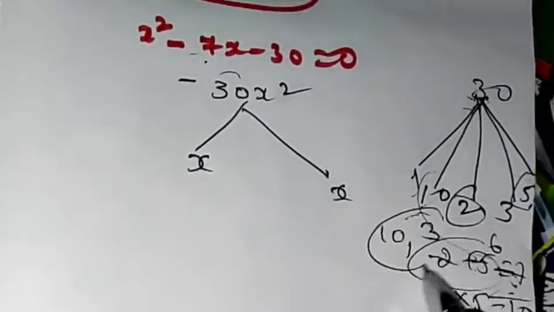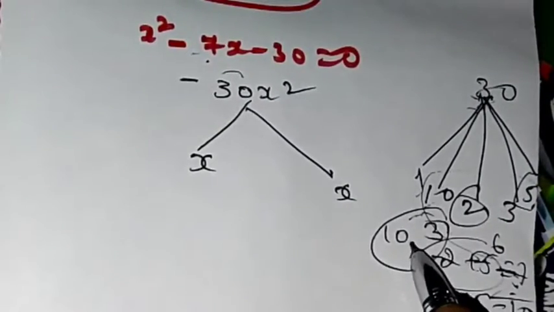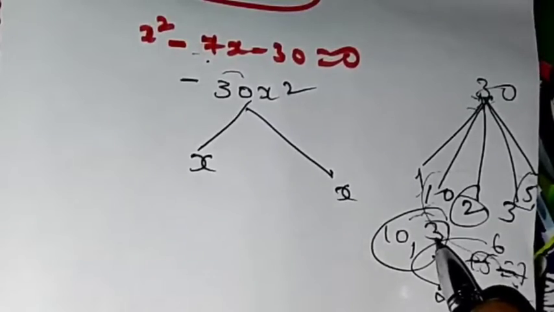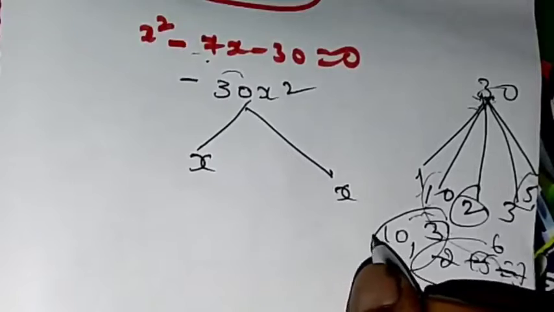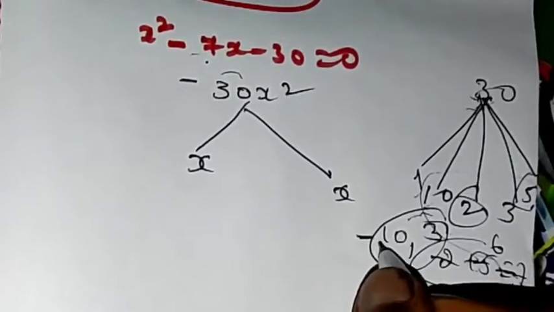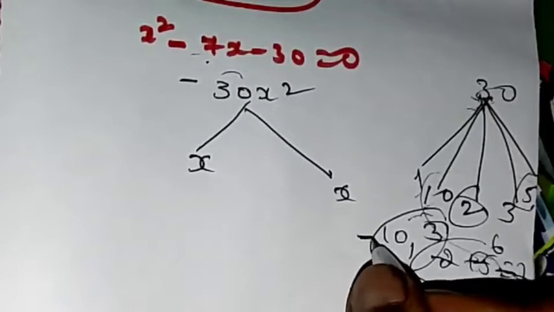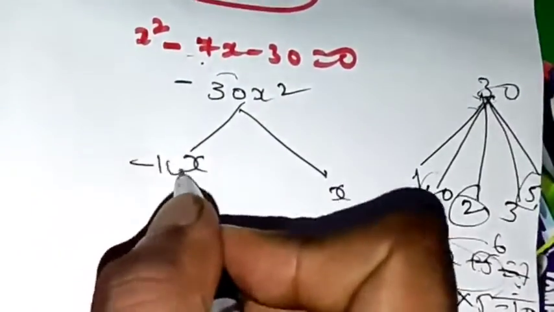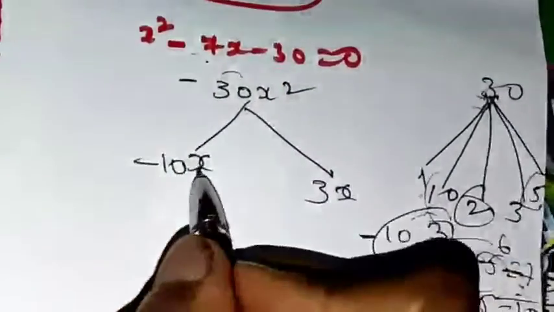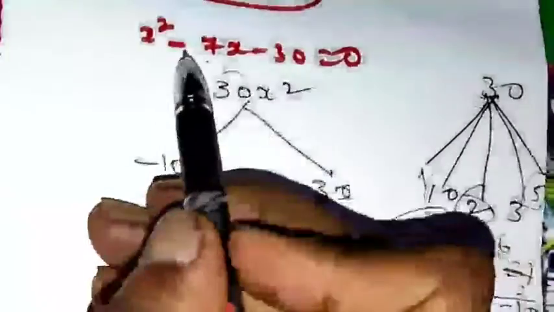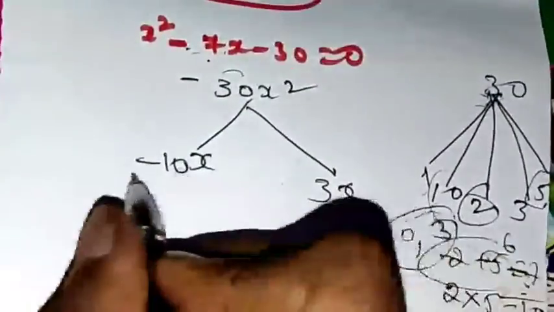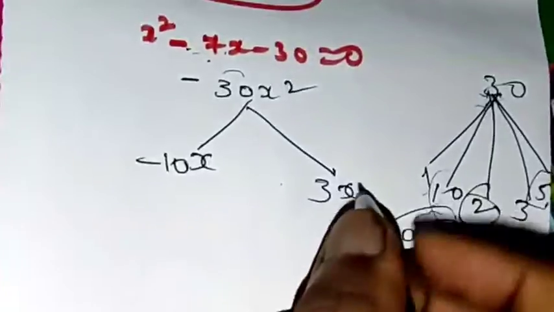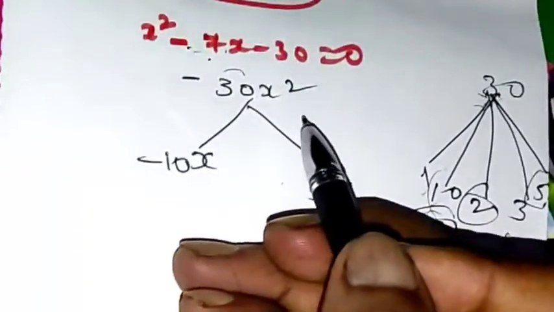Suppose we take 10 and 3 as the factors. We want −7, that's why for the bigger value I am taking the negative sign, −10 and 3. −10x plus 3x we get −7x. If you multiply −10x into 3x, we get −30x².